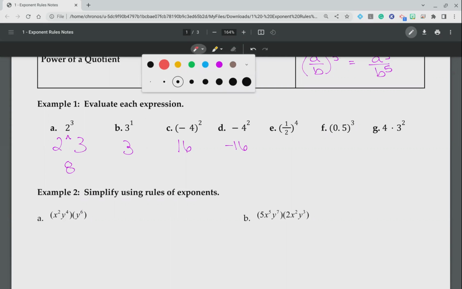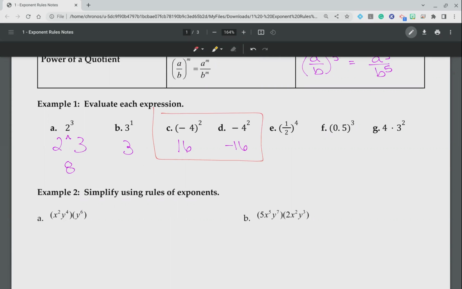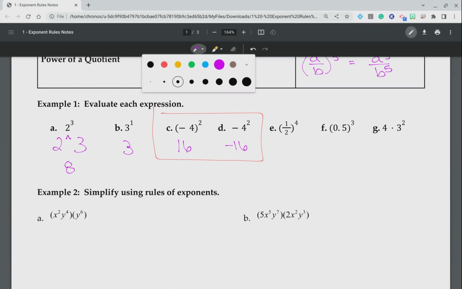Now, this just shows that you need to be very, very careful when you're typing these in your calculator, because if you don't use parentheses when you're supposed to, you're going to get 2 different answers. All right, so make sure you're using those parentheses.